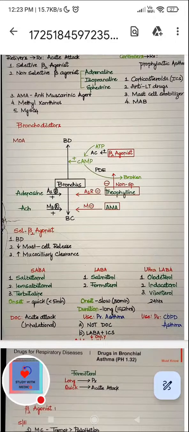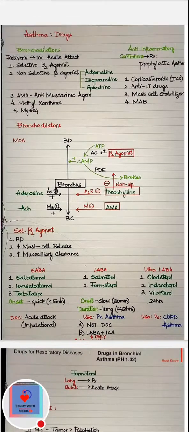Okay, so let's talk first about asthma as our topic for today. Okay, let's talk about asthma.